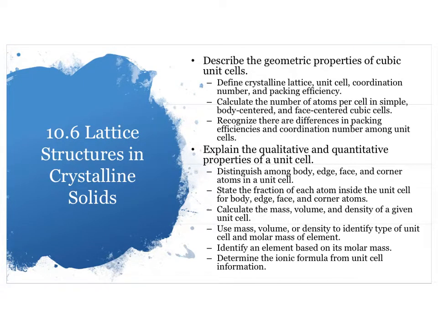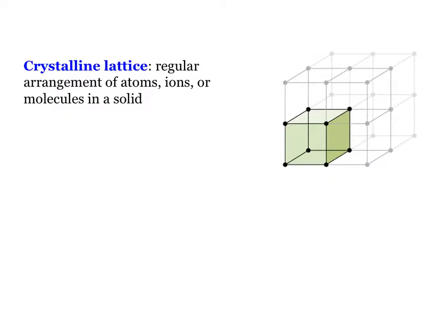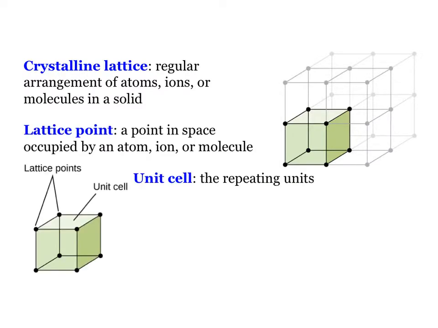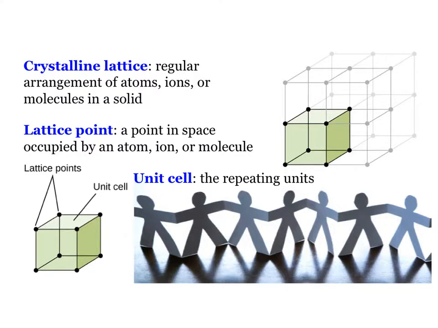In this lecture, we're going to describe each of the geometric properties of cubic unit cells to get ourselves set up to do calculations later in class. Crystalline solids are characterized by a regular, repeating arrangement of atoms, ions, or molecules in their structure. Each space occupied by an atom or ion is called a lattice point. The smallest repeating unit in a crystalline lattice is called the unit cell. You can think of the unit cell as an individual doll in a long, unbroken paper doll chain.